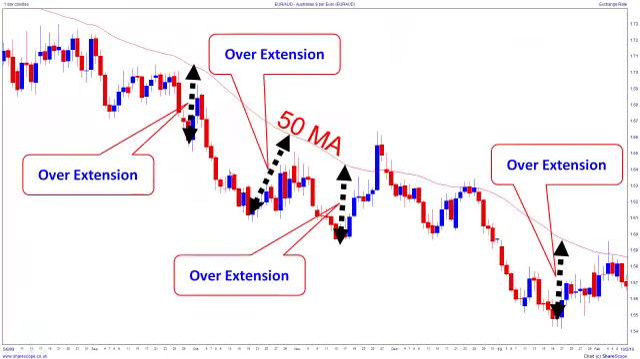So the point being, at these overextended periods, it's not worth going short, because there is more chance of a price retracement than there is of a further move.